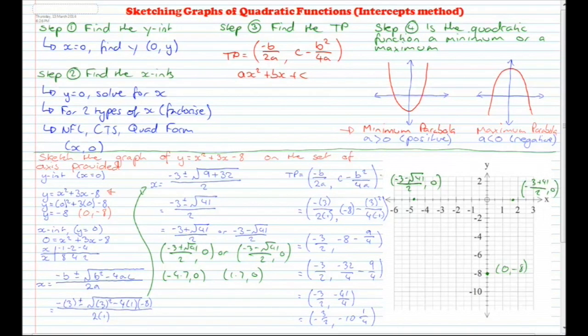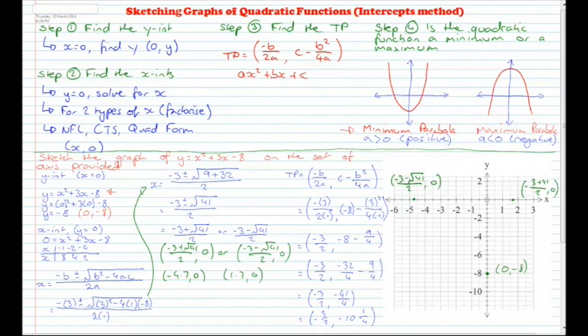So I've written out the formula for the turning point here, substituting my b value being 3, my a being 1, my c being negative 8, my b once again being 3, and my a being 1. Going through and simplifying now, I get negative 3 over 2, negative 8 minus 3 squared, which is of course 9, over 4 times 1, which is 4.